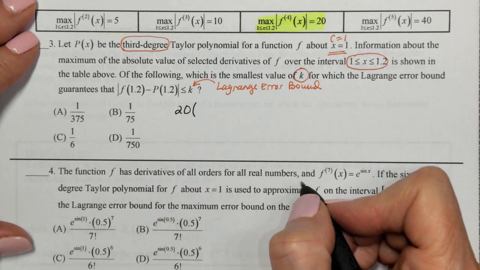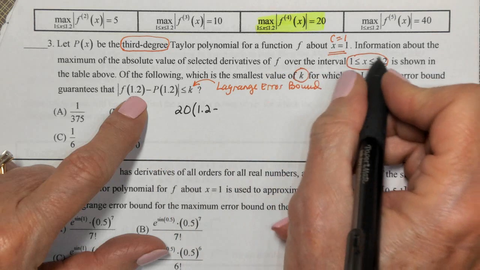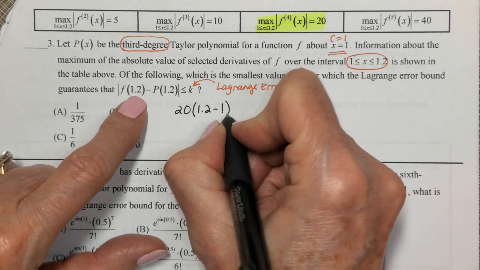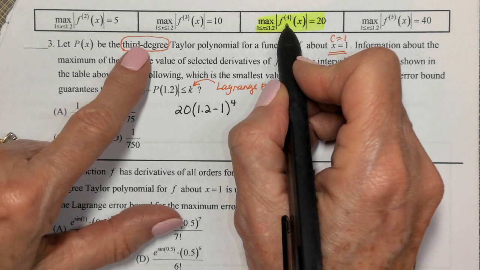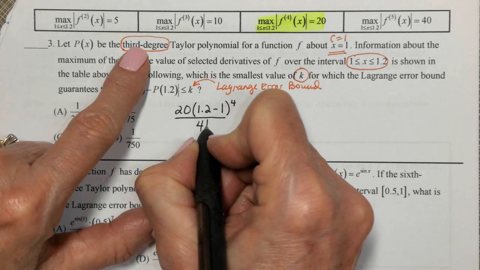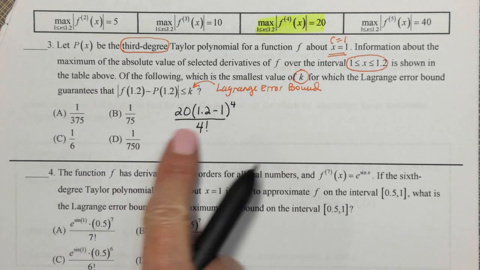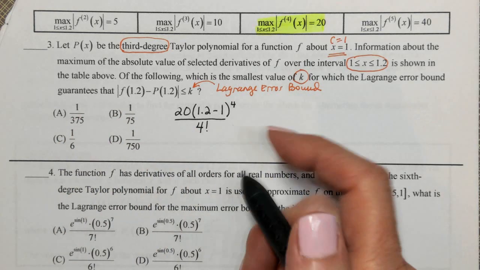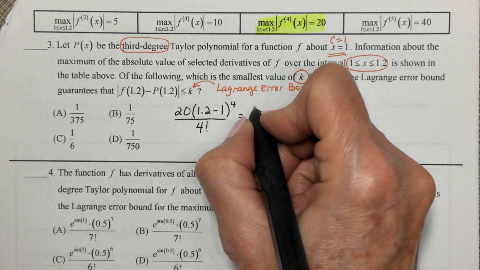X minus c. X is 1.2. C is 1. And the power will be 4 because we're on the next degree term, yeah? And then we'd still need to divide by the factorial, 4 factorial. And I need to know which of these is that, so we'll have to work this out. No calculator, likely no calculator on this.